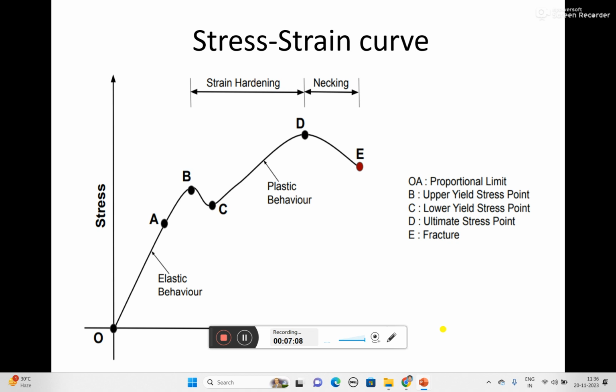I already mentioned the proportional limit, which runs from 0 to A. According to Hooke's law, the proportional limit is the limit where the stress is directly proportional to the strain. As per this law, in the zone from O to A, the stress is directly proportional to strain.